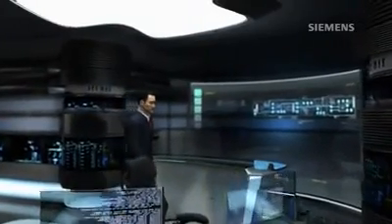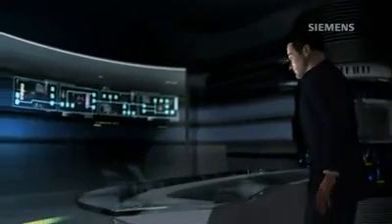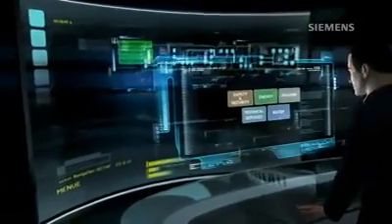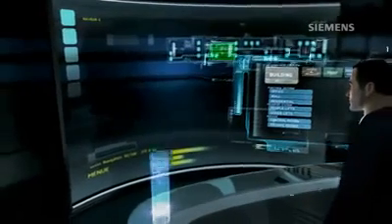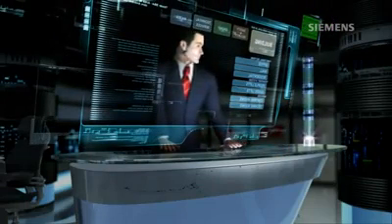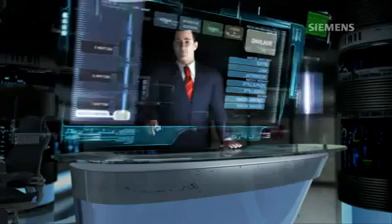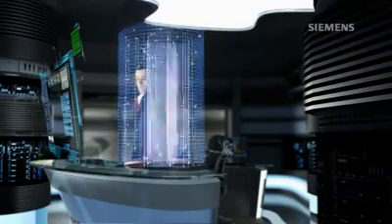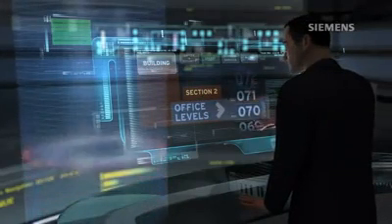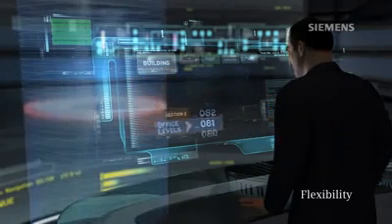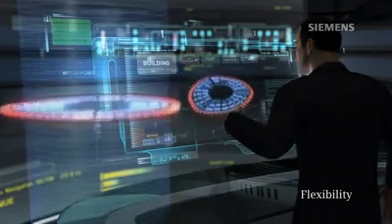Only solutions which create the greatest synergies between energy efficiency, comfort, and safety and security will be sustainable over the long term. Solutions that turn buildings into living organisms, networked, intelligent, sensitive, and adaptable. Modularity is one key. Solutions that easily adapt to the changing needs of their operators and users.